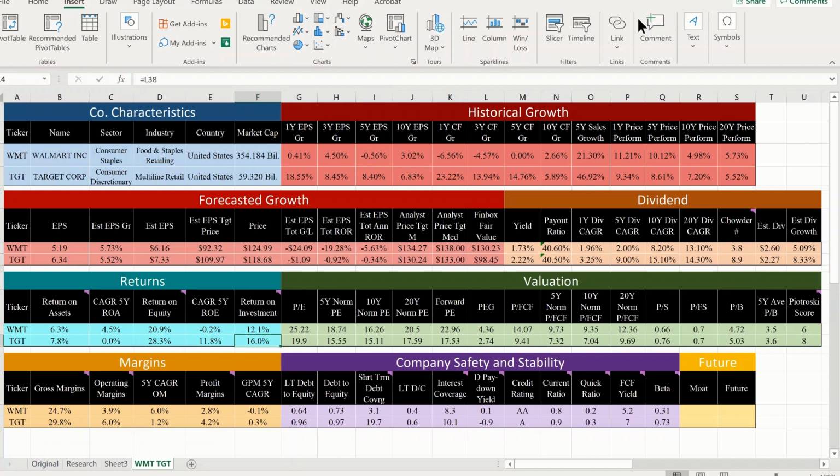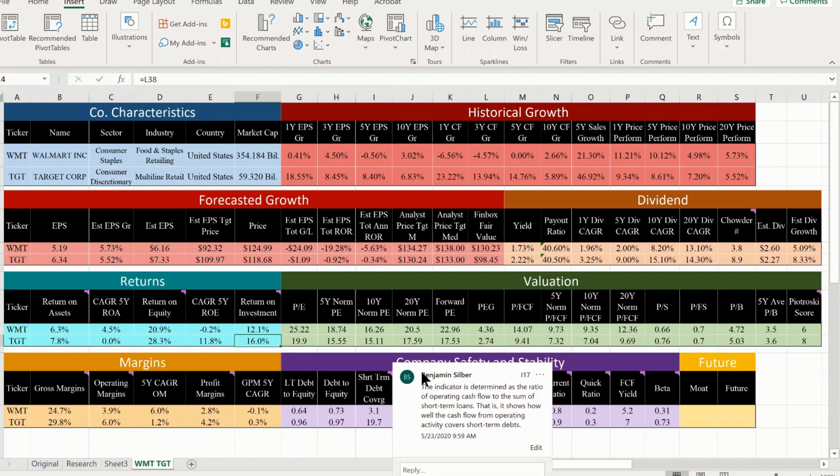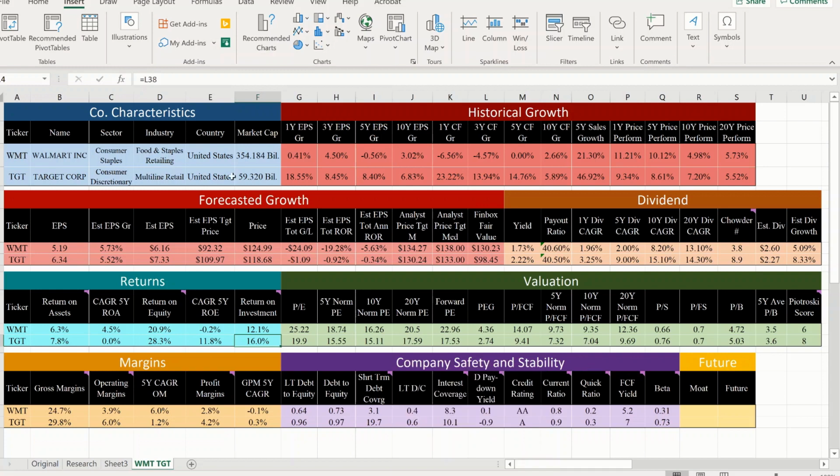Now, as you can see, I've organized the sheet up here by company characteristics, historical growth, forecasted growth, dividend, returns, valuation, margins, company safety and stability, and future. You may organize it differently, but this is how I organize it in my mind, so this is how I made the sheet. I will take you step by step through this.